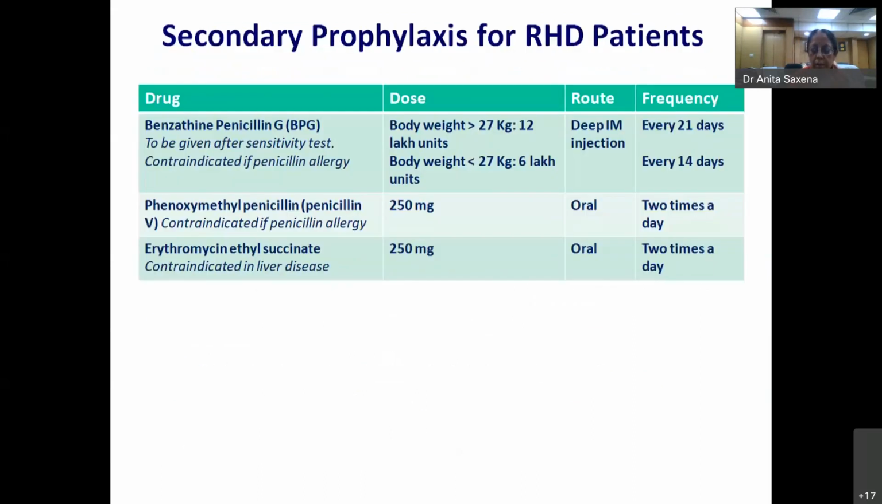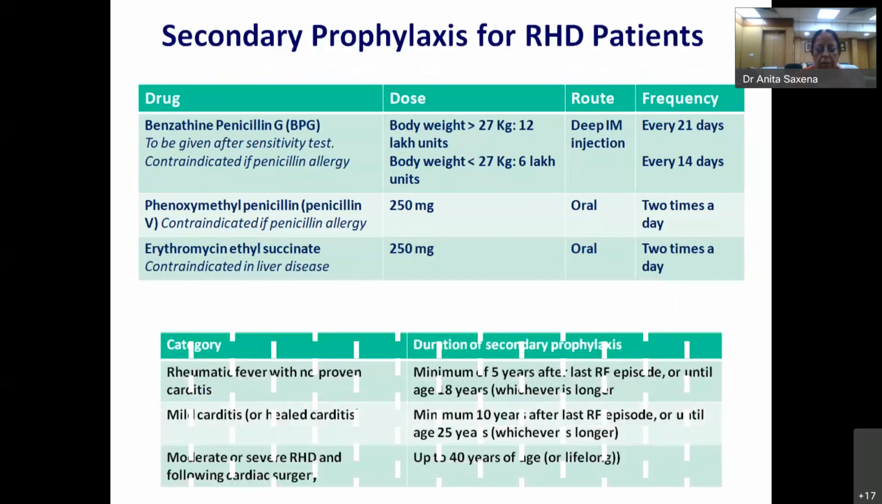Secondary prophylaxis, as I said, every RHD patient should get it. This is the regime recommended by the World Health Organization, as well as we've also published as a recommendation in another publication here in India. And the duration is given over here. Although for moderate or severe RHD, WHO says lifelong, we are usually following the Australian guidelines, which say up to 40 years of age, because the chance of acute rheumatic fever beyond 30 or 35 years of age is extremely low.